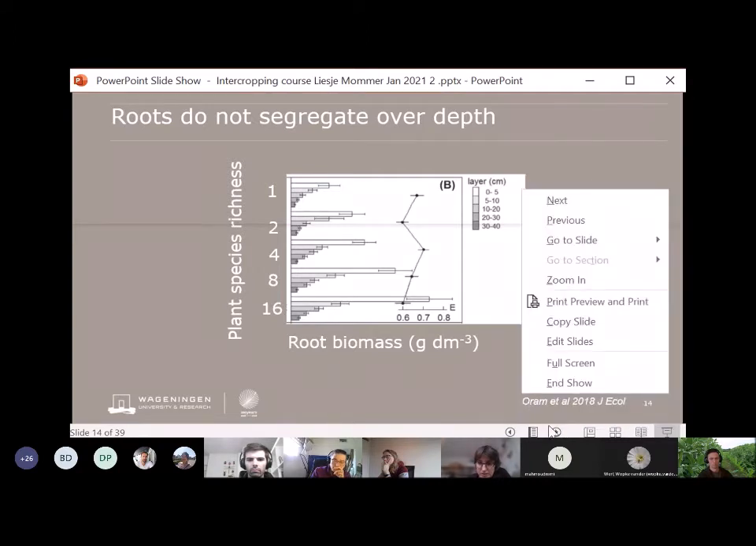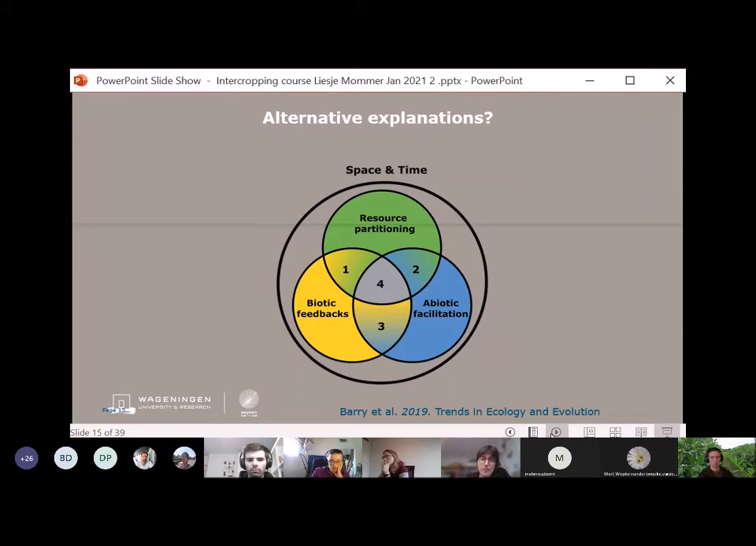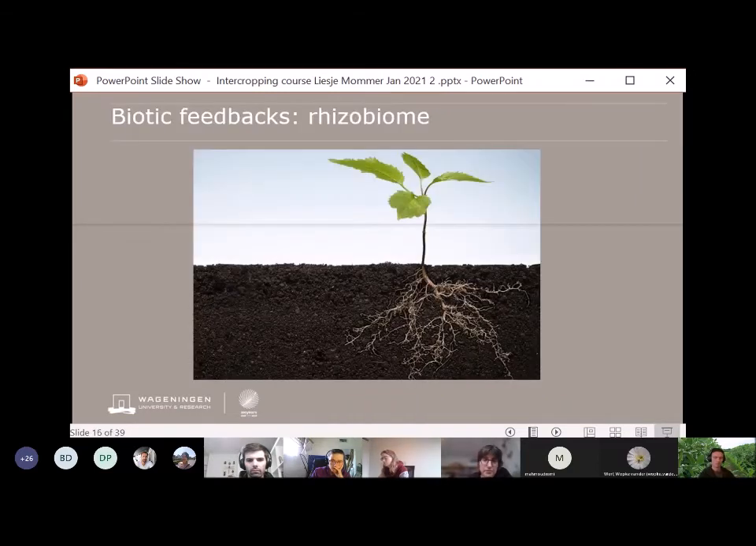Still, these effects triggered us to think about alternative explanations. So what can it be? If it's not resource partitioning, as you see there in the green, there were thoughts about abiotic facilitation being important, but I won't talk about that. I will focus on the biotic feedback. So what is happening there?